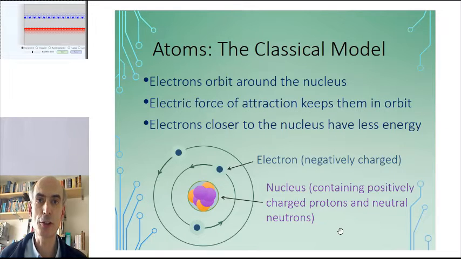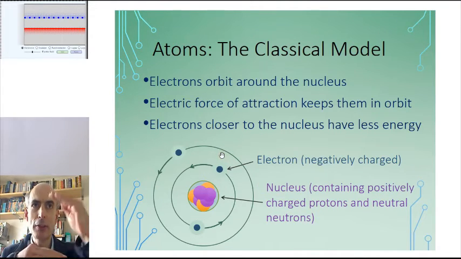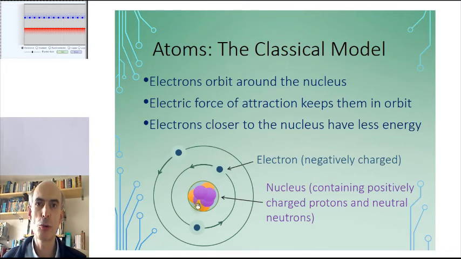Now back to this classical model of atoms, with these electrons orbiting around this positively charged nucleus. The nucleus actually contains two different types of particle, the positively charged protons and the neutral neutrons, but the negatively charged electrons are orbiting around. Now, since the nucleus is positively charged, the electrons want to be close to the nucleus. So the electrons are losing energy. They're like dropping down as they get closer to the nucleus.